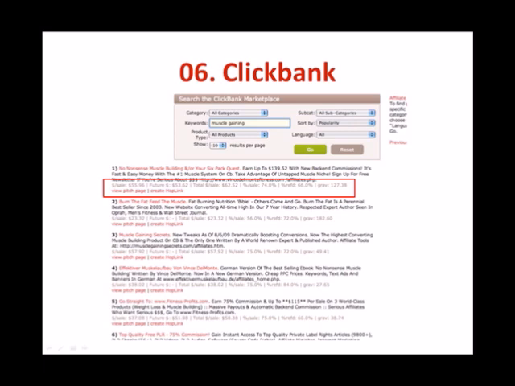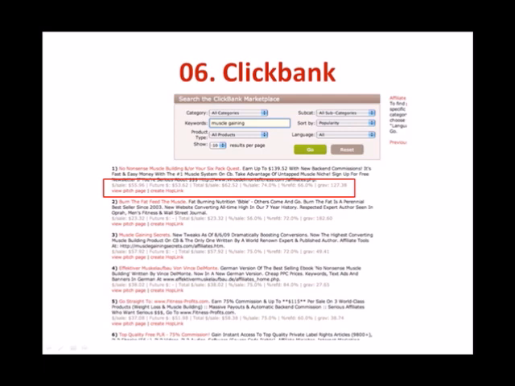ClickBank will then generate search results of the products under your selected category listing. Other ways to use the ClickBank tool is to make use of the keyword search bar or sort your search by product type, popularity, and languages as well.